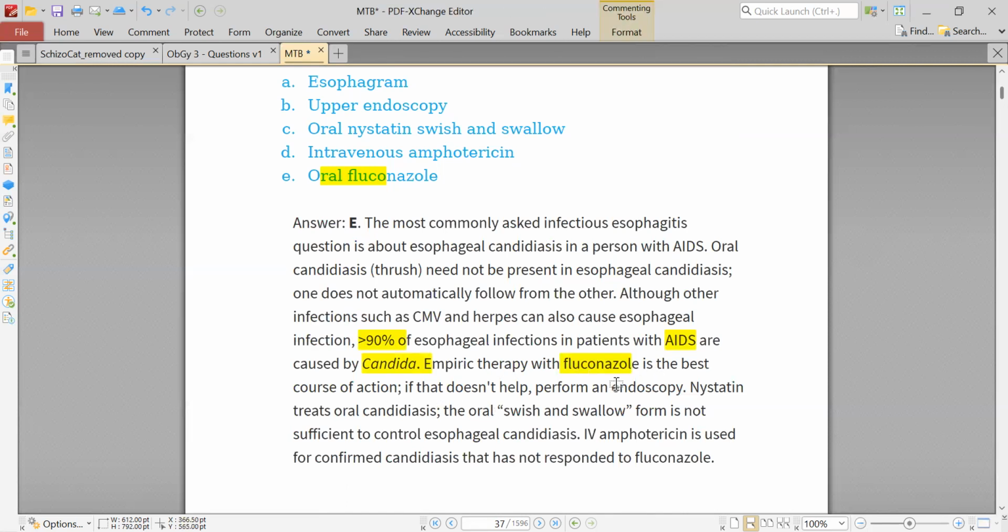If this doesn't help, then we have to perform endoscopy. If it's not responding to oral fluconazole, then nystatin can be used for oral candidiasis, like a swish and swallow, though that form is not sufficient to control esophageal candidiasis. IV amphotericin is for very severe cases, if it's not responding to anything.